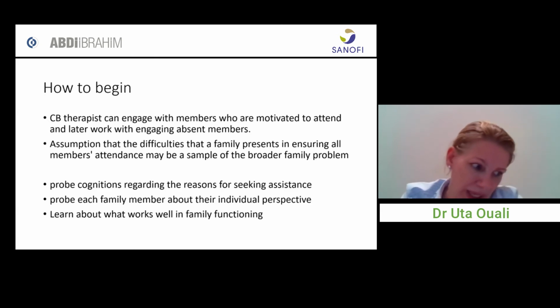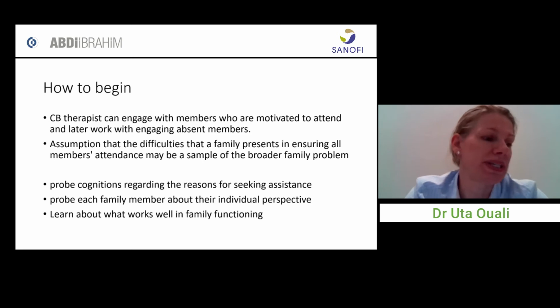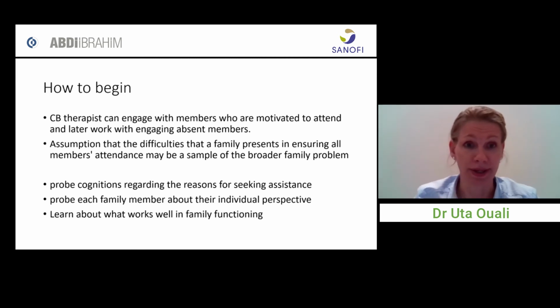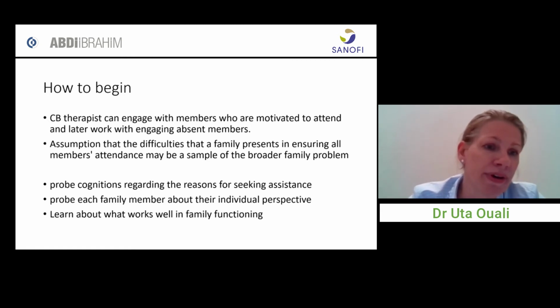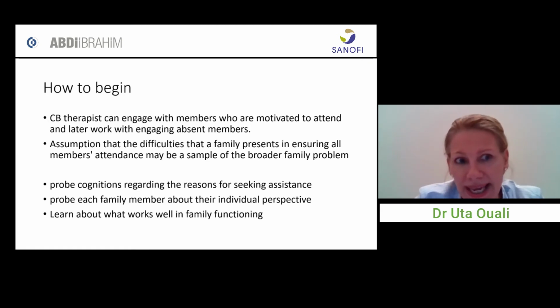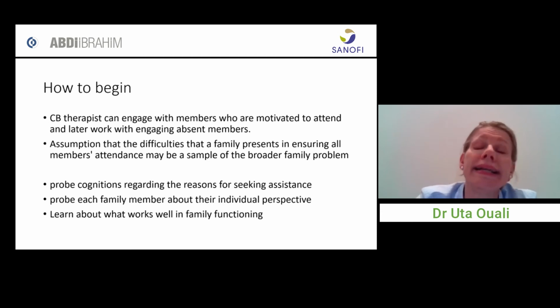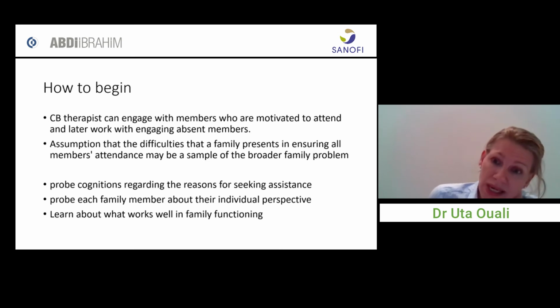Now, how to begin? Generally, family therapists do not separate family members unless there is a specific reason. So they wait for all the family members to be there to begin really the session or the therapy. However, sometimes this is not really realistic, and the CB therapist can engage first with the members who are motivated to attend, and later then work with engaging absent members. The CB therapist in this context, in fact, has the assumption that the difficulties that a family presents in ensuring all members' attendance may be a sample of the broader family problem. Now, then what would the CB therapist do first?